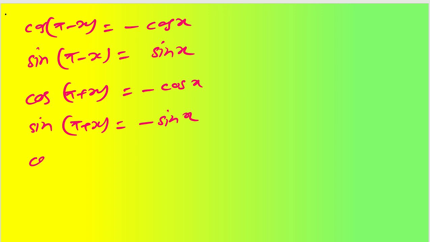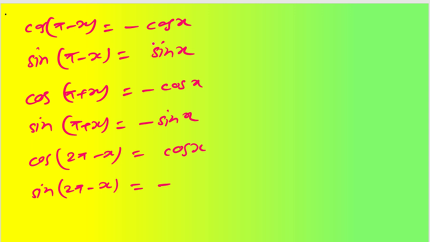Then cos of 2 pi minus x is remaining, so 2 pi minus x is how much? It is in the fourth quadrant. In the fourth quadrant cos is positive, so it will become cos x. Next is sin of 2 pi minus x, so that will be minus sin x, because sin in the fourth quadrant is negative.